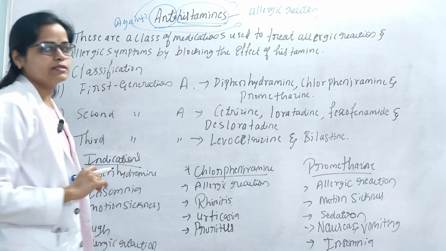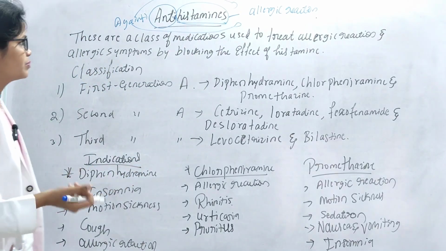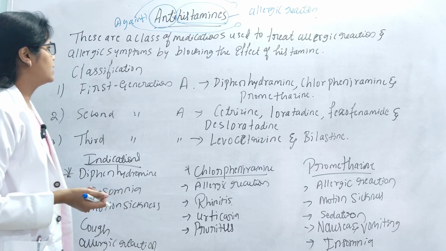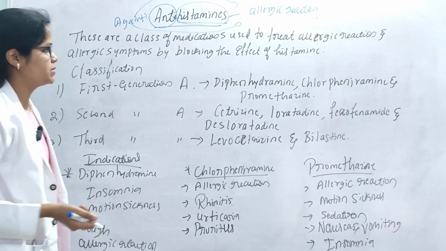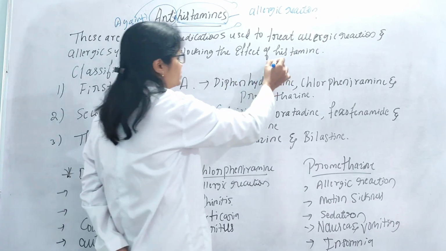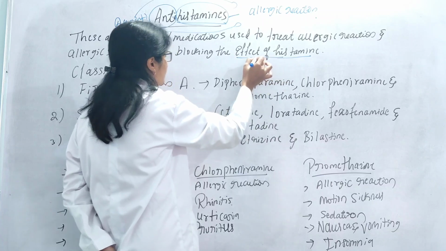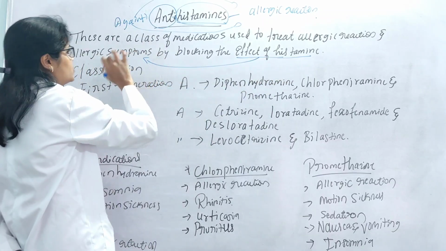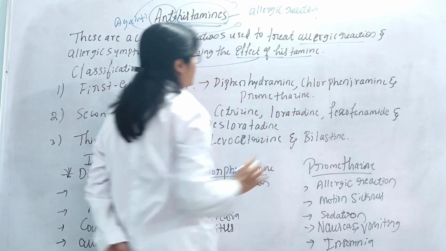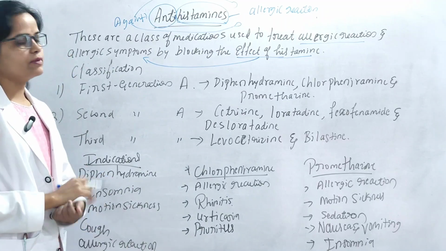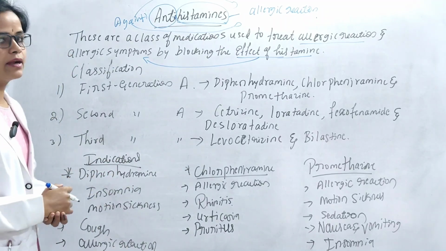Those are antihistamines. Okay, these are the class of medications used to treat allergic reactions and allergic symptoms by blocking the effect of histamines. Once the effect of histamine is blocked, the allergic symptoms as well as the allergic reactions are going to reduce. Okay, next we'll see the classification of these antihistamines.